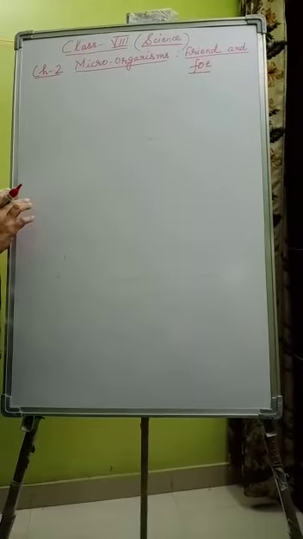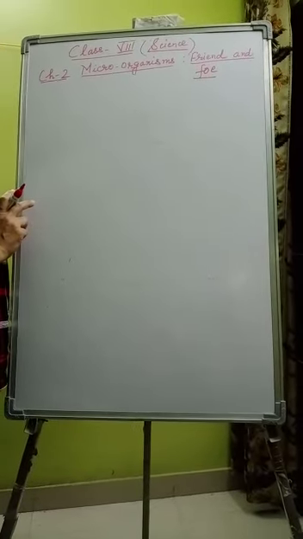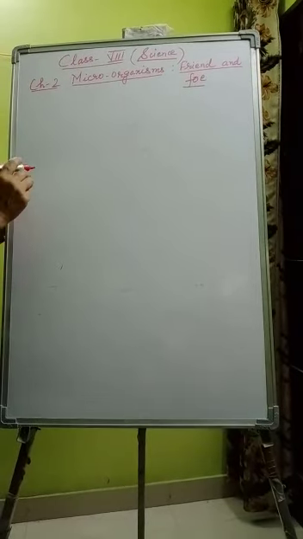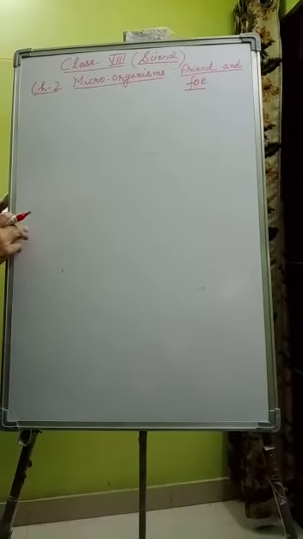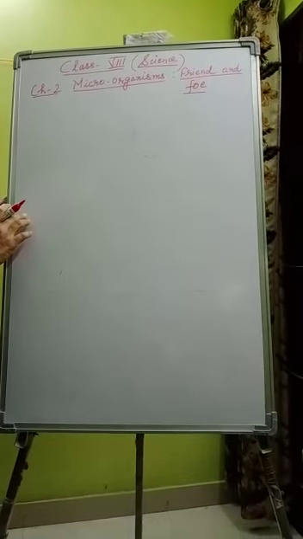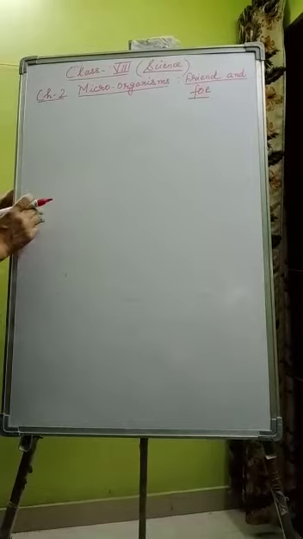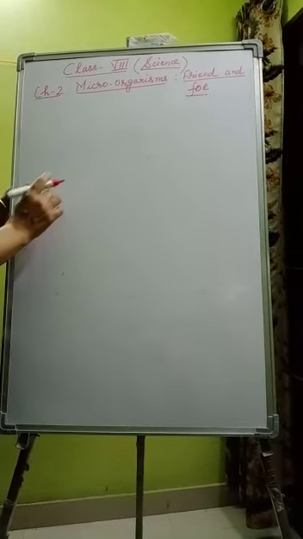Today we are starting the next chapter, which is chapter 2, Microorganisms: Friend and Foe. Now there are a large number of living organisms that are present around us. Some are very big in size while others are extremely small.